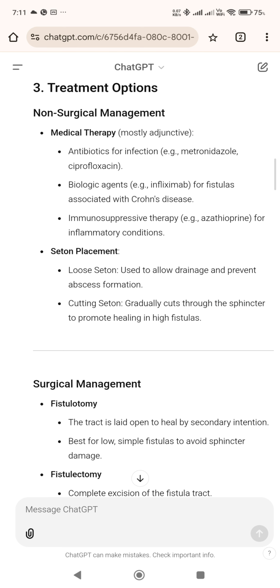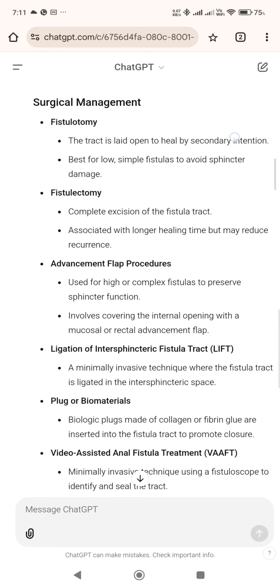Surgical management: fistulotomy. The tract is laid open to heal by secondary intention, best for low, simple fistulas to avoid sphincter damage. Fistulectomy: complete excision of the fistula tract, associated with longer healing time but may reduce recurrence. Advancement flap procedures are used for high or complex fistulas to preserve sphincter function, and involve covering the internal opening with a mucosal or rectal advancement flap.